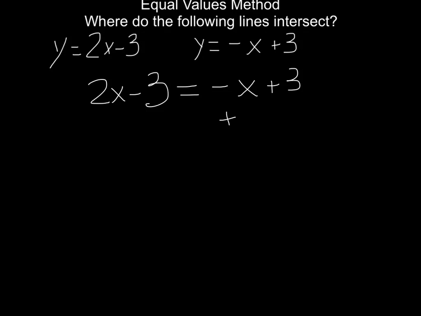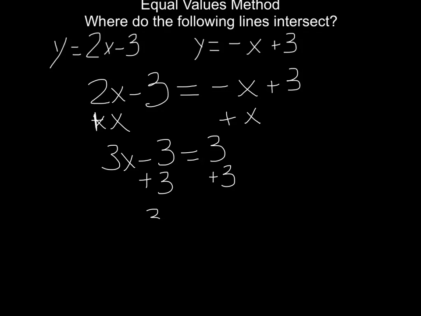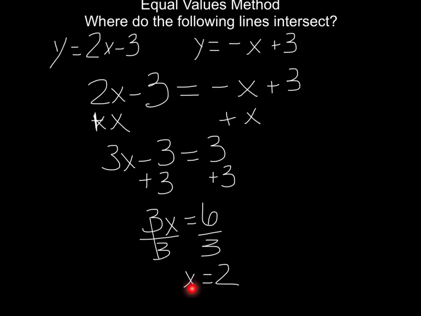So let's start by solving this equation. We'll add x to both sides, and we have 3x minus 3 equals 3. I'm going to add 3 to both sides, and I have 3x equals 6. And after I divide both sides by 3, I see that my x equals 2. Now this x equals 2 is not our answer, but it's going to help us find it. This is the x coordinate of the point of intersection.